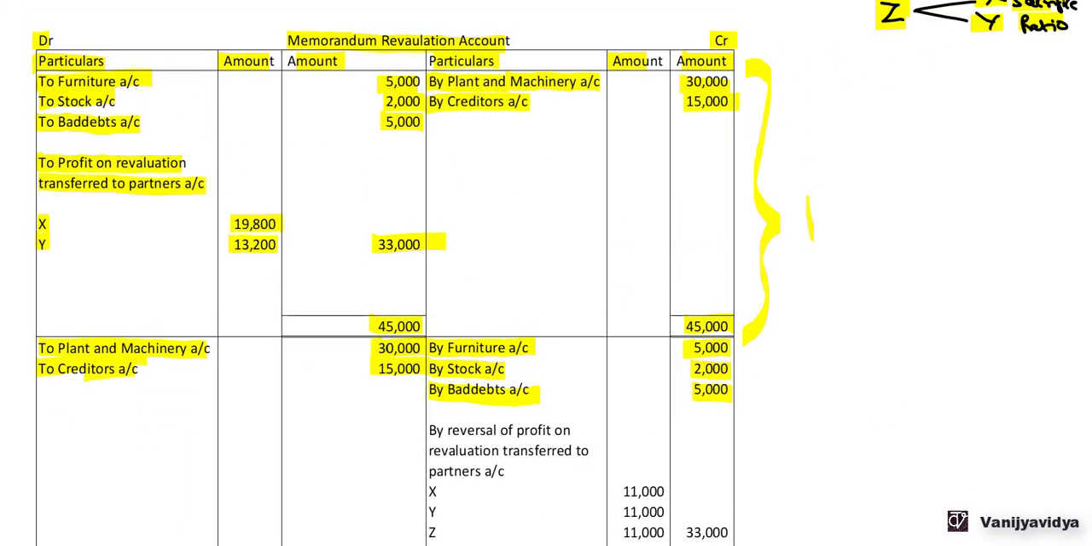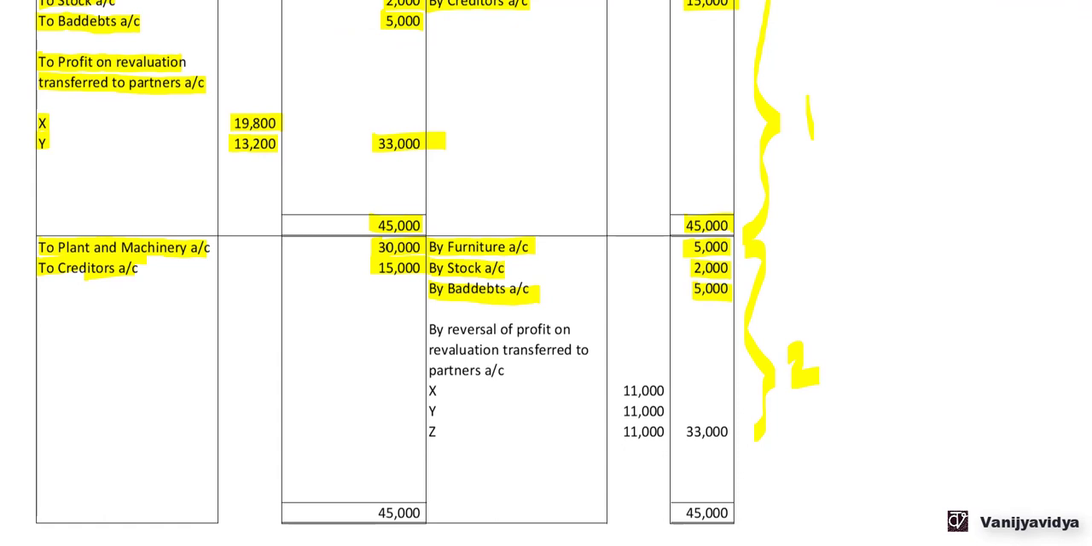Now, reversing of this entry is in part 2. This is part 2 of our memorandum revaluation account. What we have done is we have already reversed all the entries that were passed in the first part of the memorandum revaluation account. Let us see here. What is the debit side total? Here it is greater than the credit side. So 45,000 minus the credit side total, we get 33,000. The same amount, whatever profit on revaluation we got in the first part, we will get on the credit side, that is, on the opposite side, in the second part.